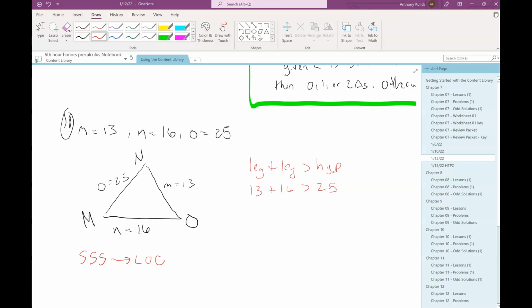But clearly here 13 plus 16 is greater than 25, so we have a triangle. So we're going to use the law of cosines to solve for one of these angles. Since I have all three sides, I clearly have enough information to solve for all three angles.